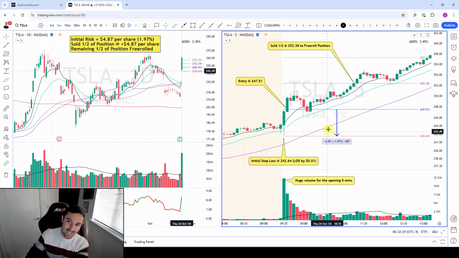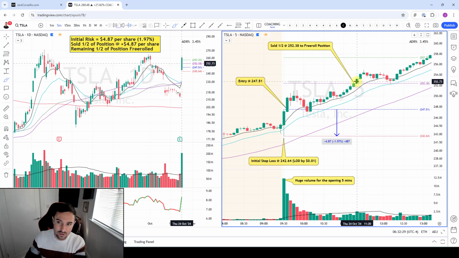So therefore my entry is here, on this bar here, and my initial stop loss is there by a single cent. Now I free roll the trade by selling half of the position at $252.38. So right on this 5-minute candlestick here is when I am free rolling the trade. Now why am I free rolling the trade at that specific price? Well, that is 1 times my initial risk.